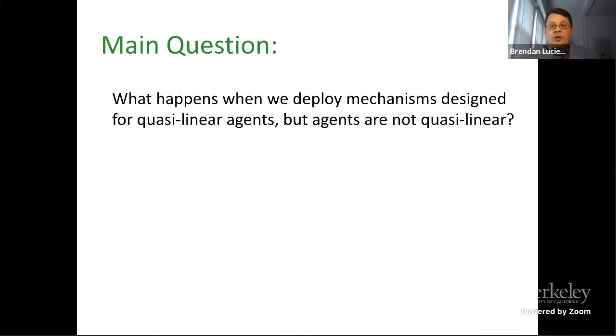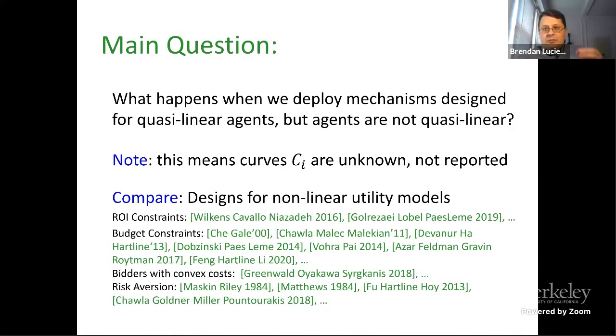Okay, so we've developed this rich theory to build best practices and mechanisms for quasi-linear agents. What would happen if we take these things and deploy them in these richer environments where people might not be quasi-linear? Have we been giving bad advice to these tech companies who are using this theory to sell ads and so on? And I want to emphasize that this is a robustness type question.